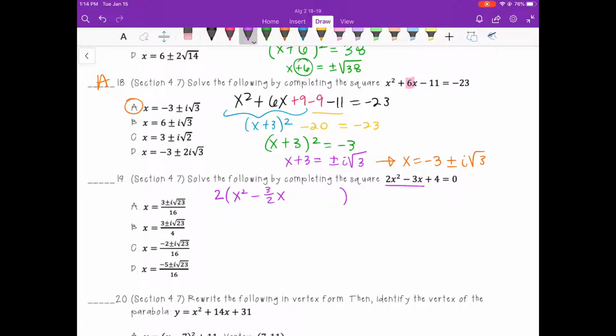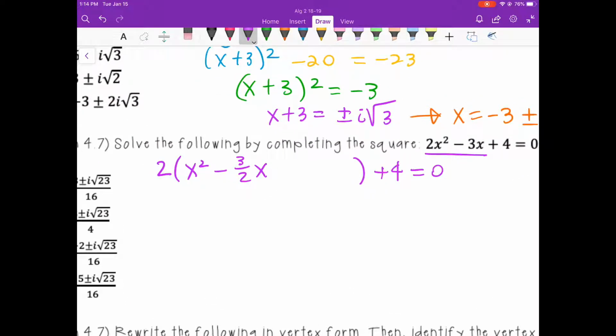Then I'm going to leave some space. Everything else stays. Plus 4 equals 0. Now, when we take half of this b value, I want to take half of 3 over 2. Oh, 3/4. I take half of b and then I square it. I distribute the squared to my top and bottom. I'm going to add in 9 over 16, and then immediately subtract it out.